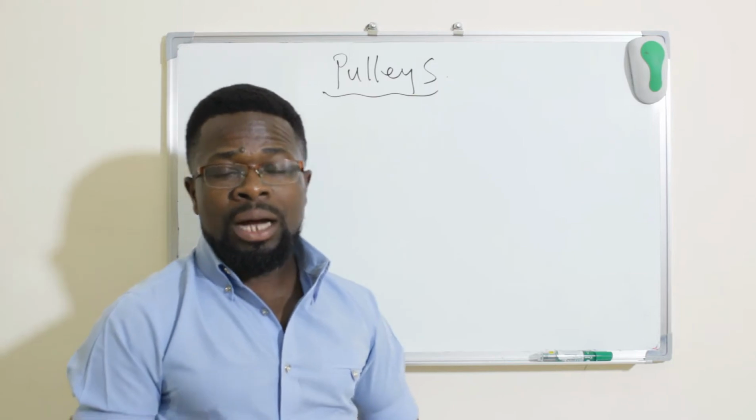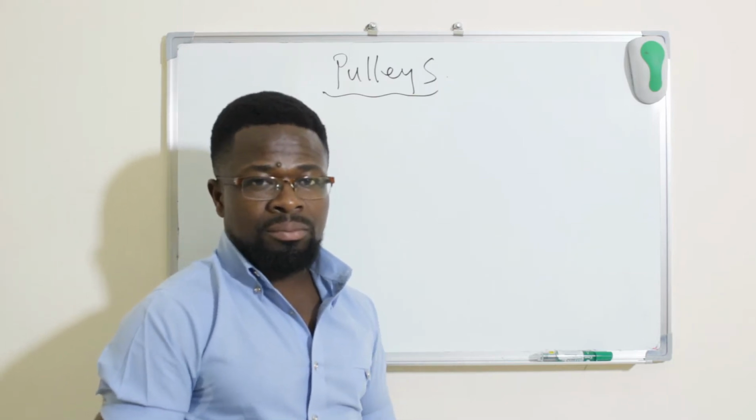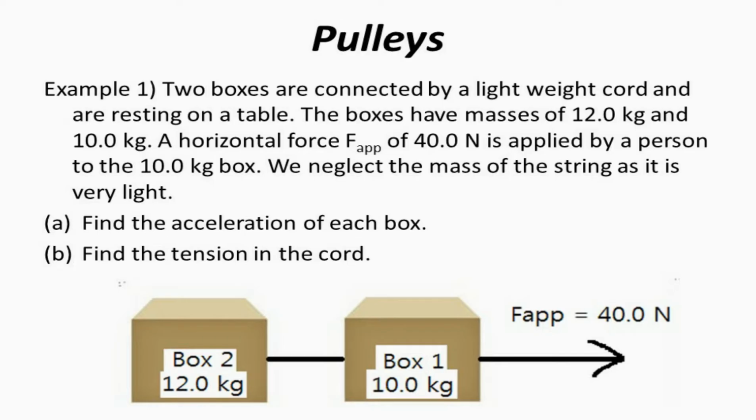Let's try and go into calculations by solving some given problems. Okay, so let's look at example number 1. Two boxes are connected by a lightweight cord and are resting on a table. The boxes have masses of 12.0 kg and 10.0 kg. A horizontal force of 40 Newton is applied by a person to the 10 kg box. We neglect the mass of the string as it is very light.